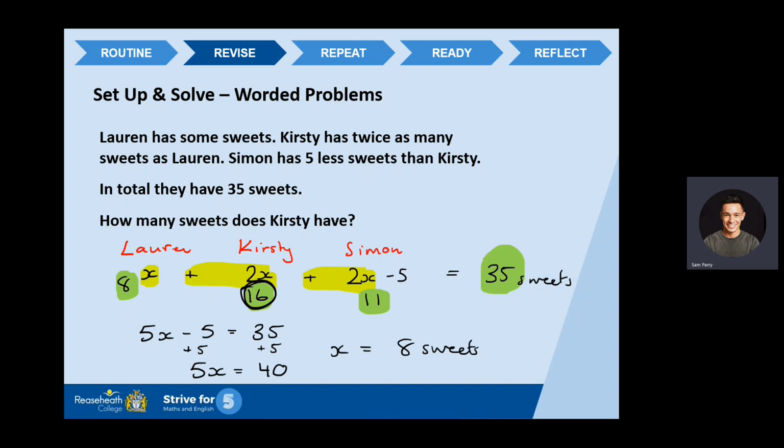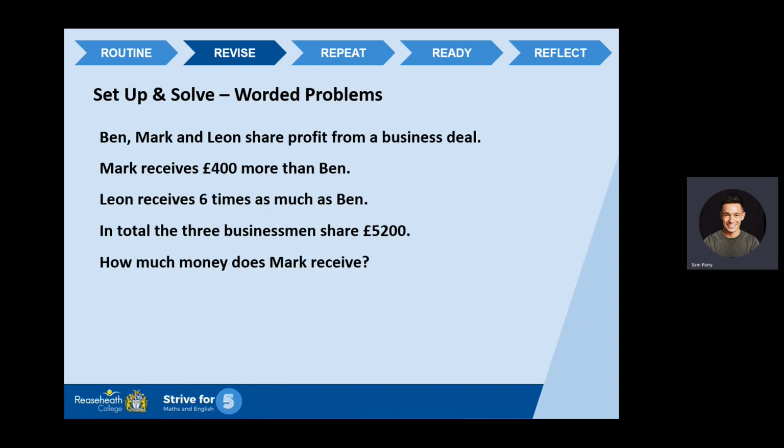So we don't have to worry about, oh, could it be 8 sweets? Could it be 7 sweets? Could it be 9 sweets? Could it be 10 sweets? And then working out the rest. We've just substituted in some equations and boom, we've got an answer.